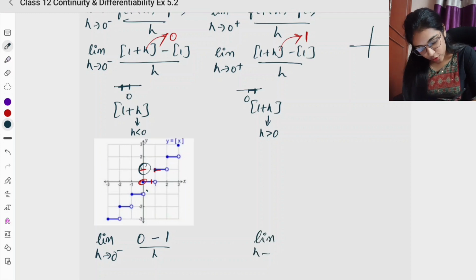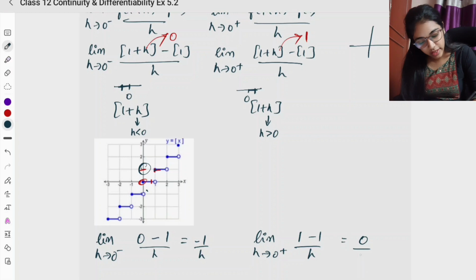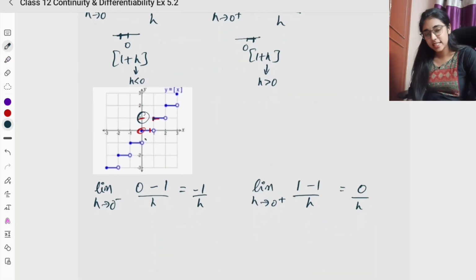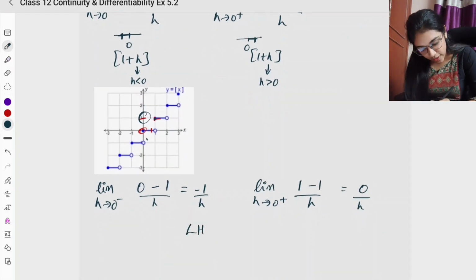What will the right hand limit be? Limit h tends to 0 plus of 1 minus 1 divided by h. What value comes here? It is going to be minus 1 divided by h, and here I have 0 divided by h. I see that the two values do not match. So the left hand limit is not equal to the right hand limit. So not differentiable at x is equal to 1.